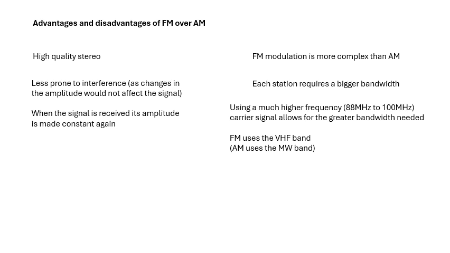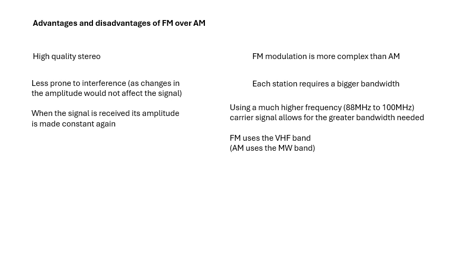Disadvantages: FM modulation is more complex. It's more complicated than AM. The circuits are more complicated. Each station requires a bigger bandwidth. So you wouldn't have FM stations in the medium wave band. If you did that, you'd probably only have room for one station. So you have it in a higher wave band.